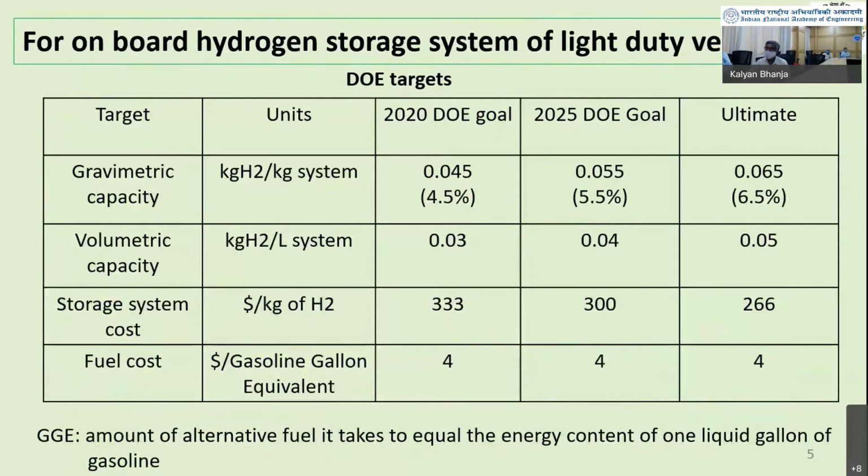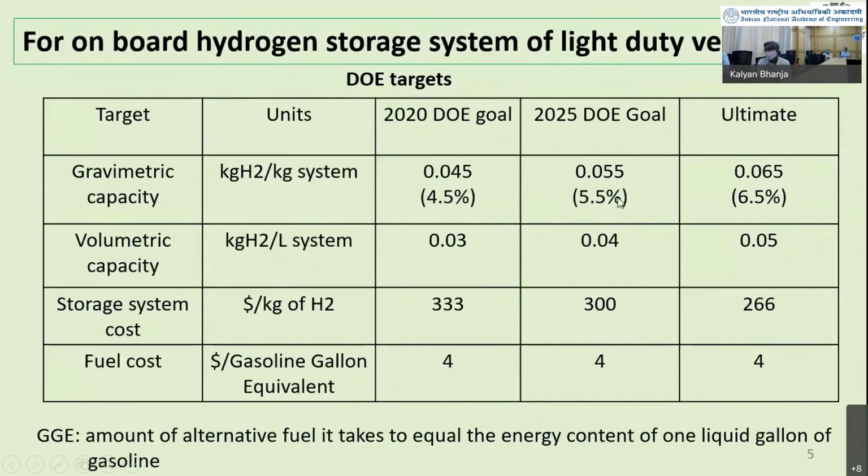For any hydrogen storage technology, we should always relate to the targets set by the Department of Energy, USA, because the Department of Energy has set certain targets for 2020, 2025, as well as the ultimate targets. So our material also should have a number which is close to the number given by the DOE. For example, gravimetric capacity: if you want to use it for transport application for light duty vehicles, then we should have around 4.58%.